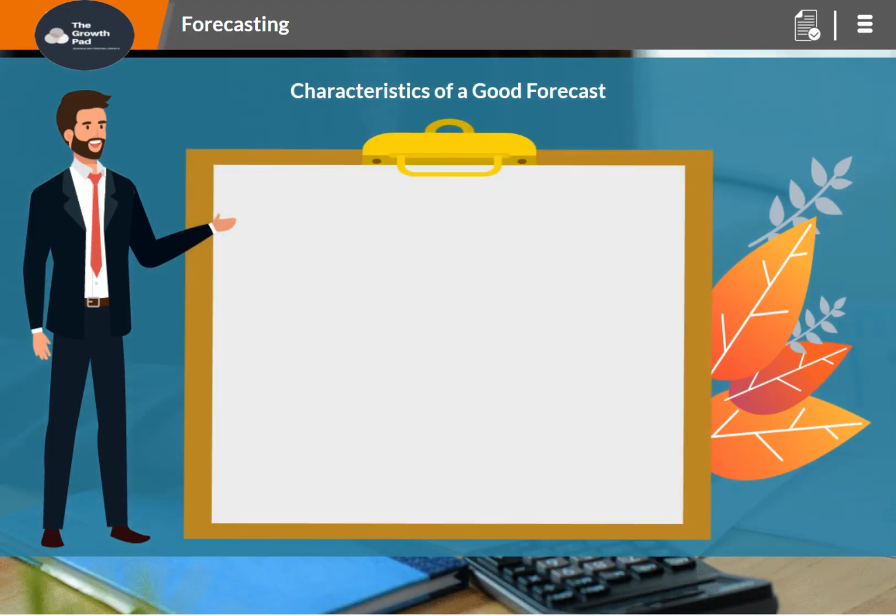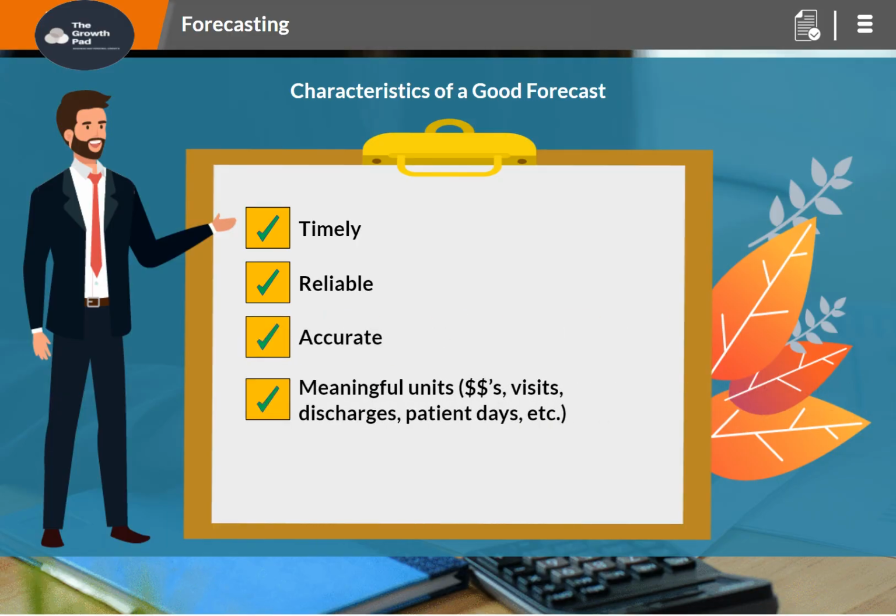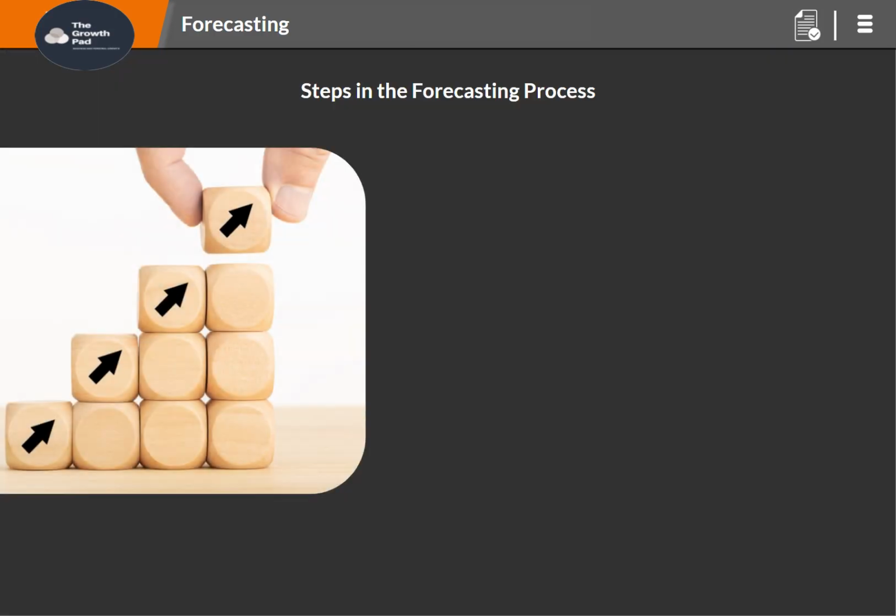Characteristics of a good forecast. Timely. Reliable. Accurate. Meaningful units: dollars, visits, discharges, patient days, etc. Easy to use.